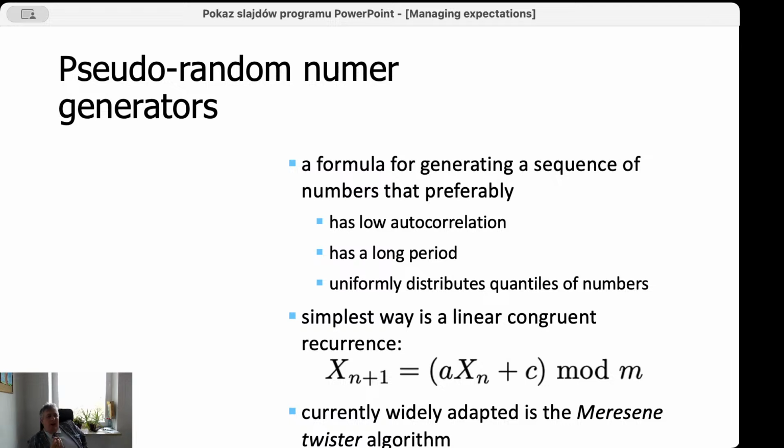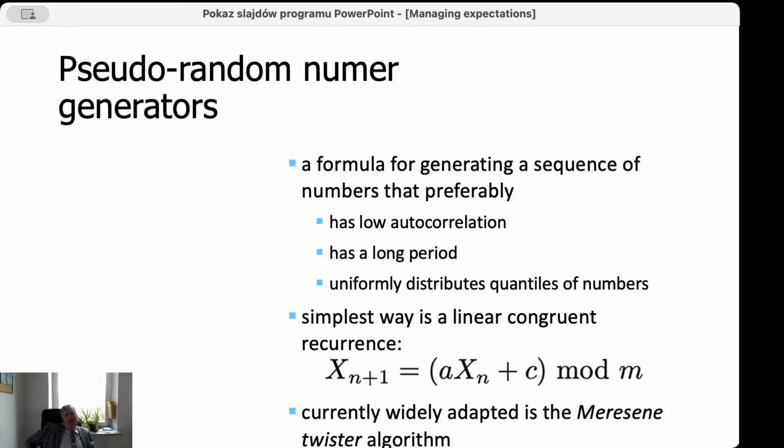And the pseudo-random number generator is a mathematical formula that allows you to generate a sequence of numbers, one after another, in such a way that this sequence has low autocorrelation, so there is no natural relationship between one another, has a possibly long period, so it's not something that will be repeating itself anytime soon, so we're not able to predict the values, and has uniform distribution of quantiles of numbers. Those are the main requirements.